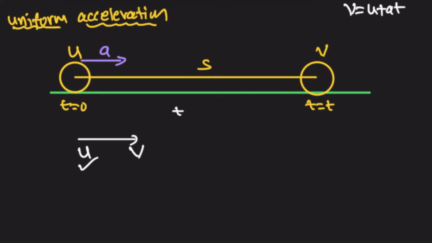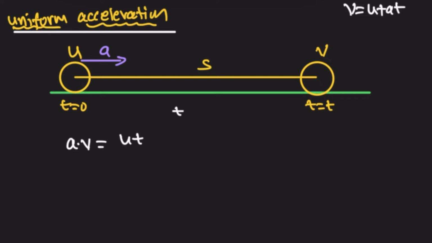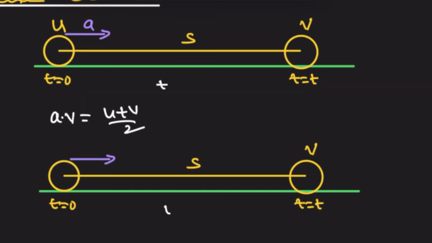Initial velocity u, final velocity v. So the body is moving with uniform acceleration. So here from u to v, the velocity is regularly increasing. Then the average becomes (u plus v) by 2. So here the average velocity is (u plus v) by 2. Velocity is changed regularly, so take the average here.